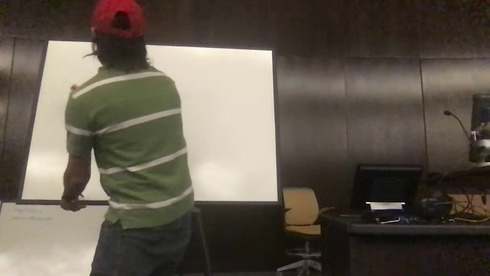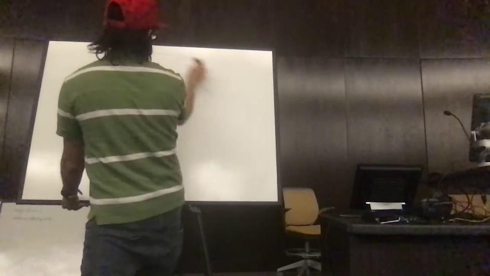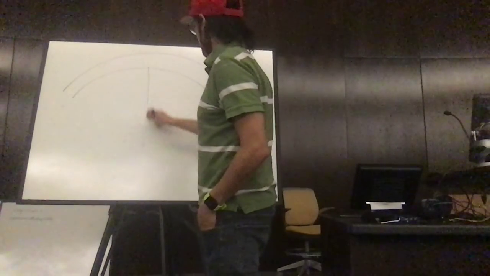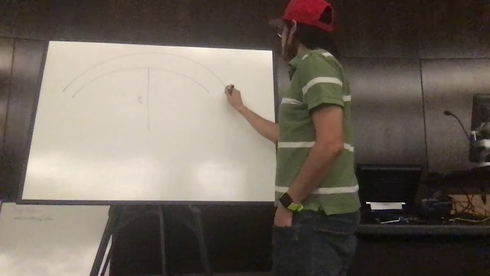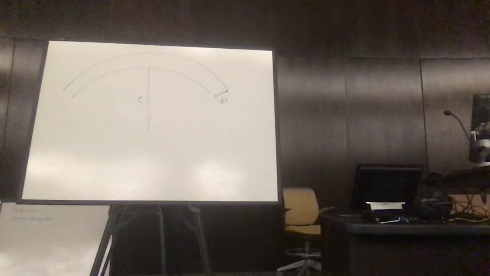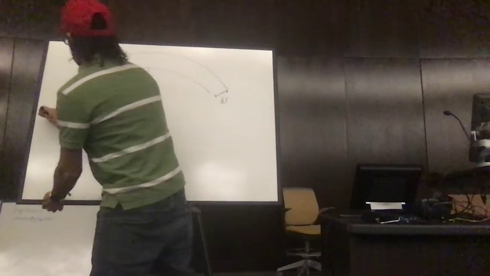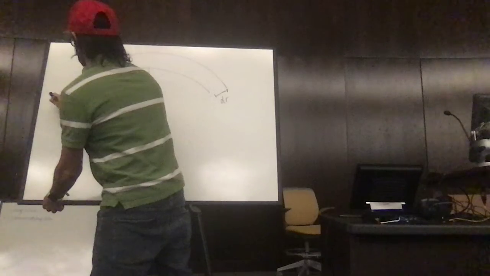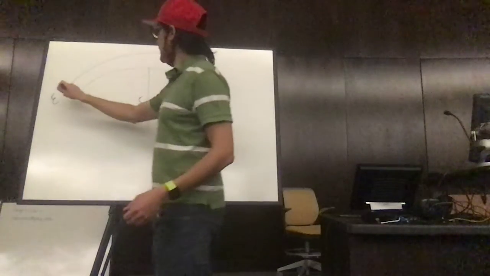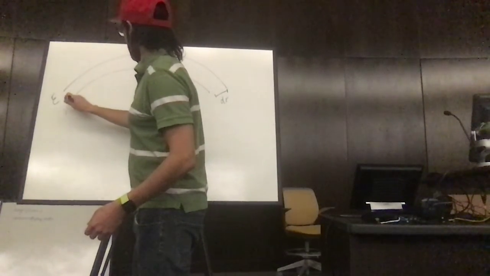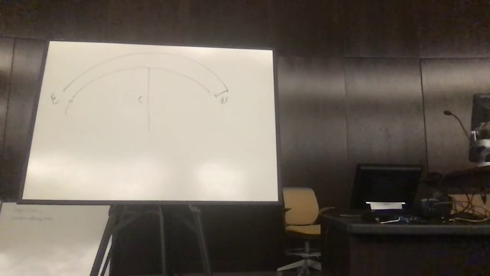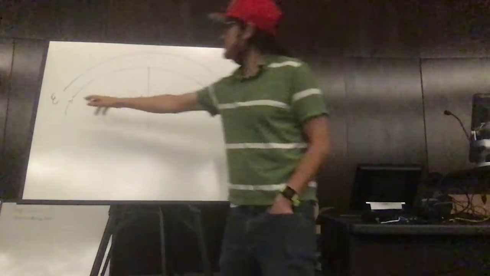All right, so think about this small volume. I have radius r over here, and this distance is dr. If the energy density is E over here, what is it going to be down here? Is it going to be greater or smaller than epsilon?